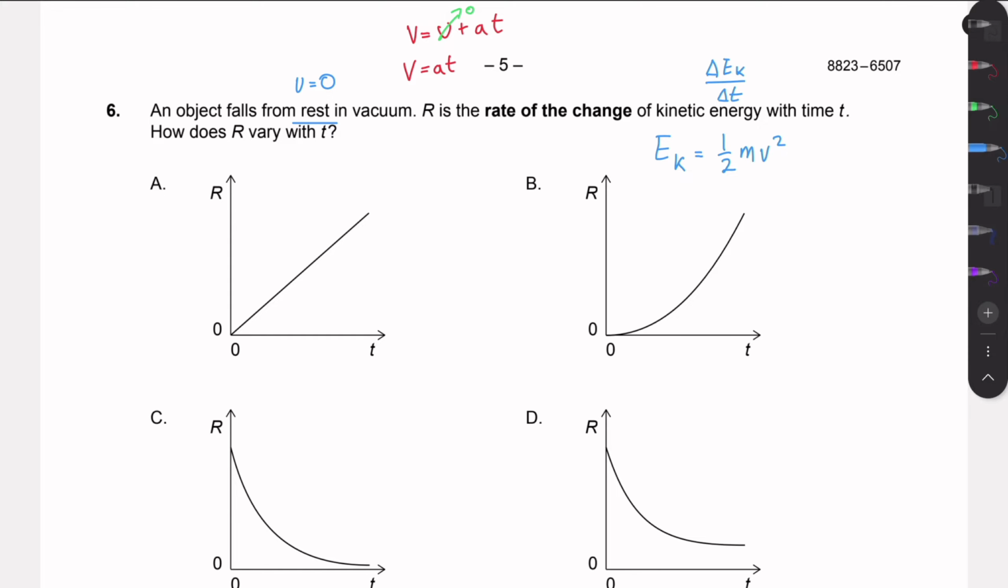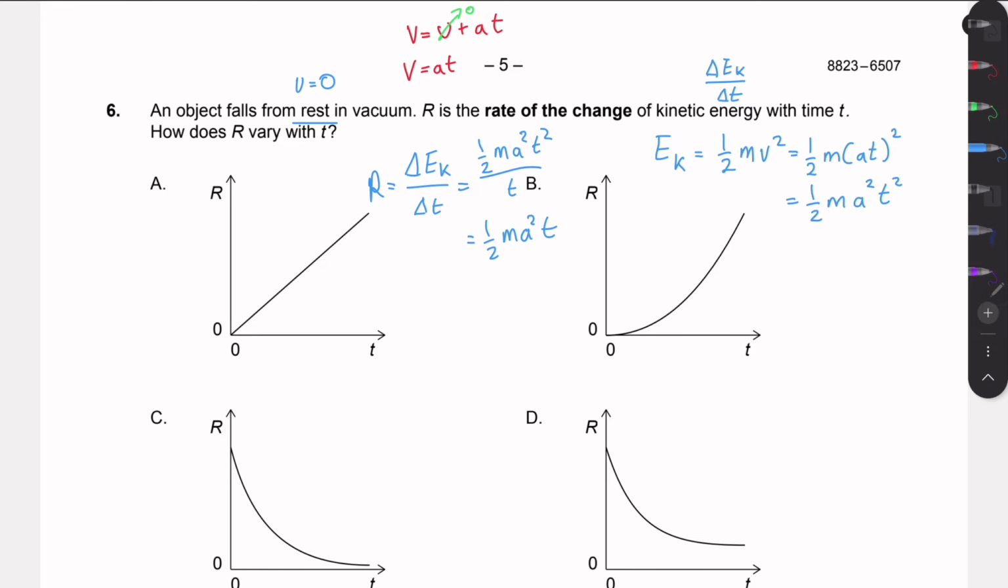But so now we can plug this in for v, so we'll have 1/2 m times (at) squared. We can expand that out, so that's 1/2 m a squared t squared, like this. And we want to see the rate of change of this with time. So if we want to see delta E kinetic over delta time, as this is what R is technically, R is the rate of change with time, what we need to do is just divide this newly obtained formula by t. So 1/2 m a squared t squared over t, and we'll find that it's like this.